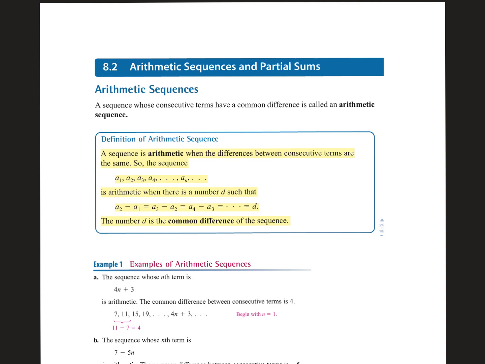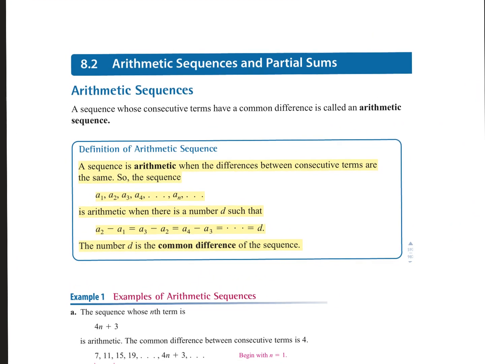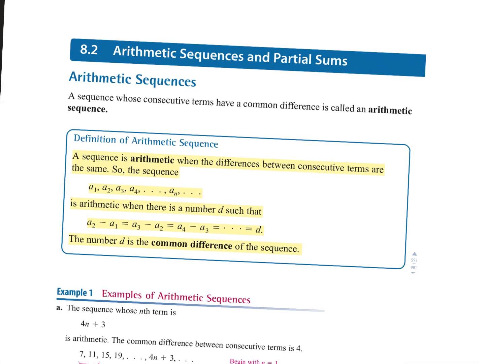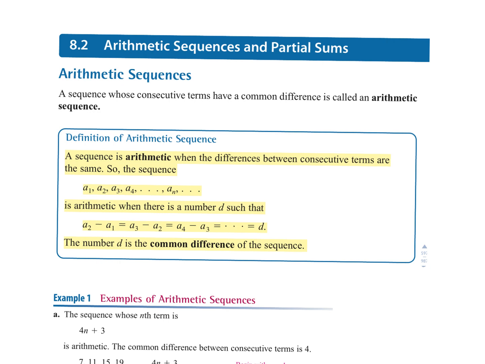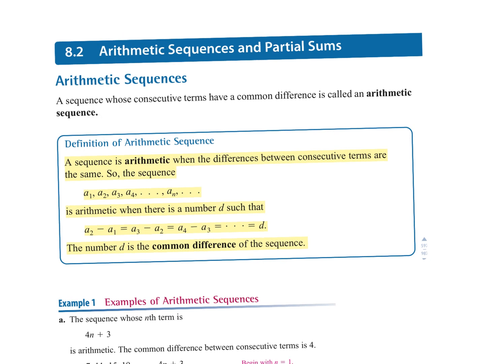Everybody got that? All right, so yesterday we talked about just basic sequences and series. What a sequence is, what a series is, that sort of thing. Today we're going to talk about arithmetic sequences. You can also call it arithmetic, but you'll hear it pronounced a lot, arithmetic. And an arithmetic sequence has consecutive terms that have a common difference, okay? A common difference.